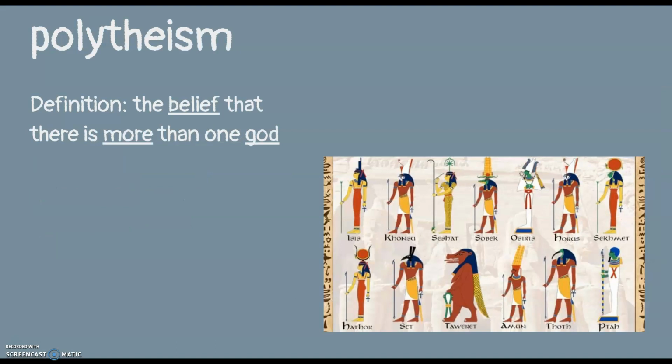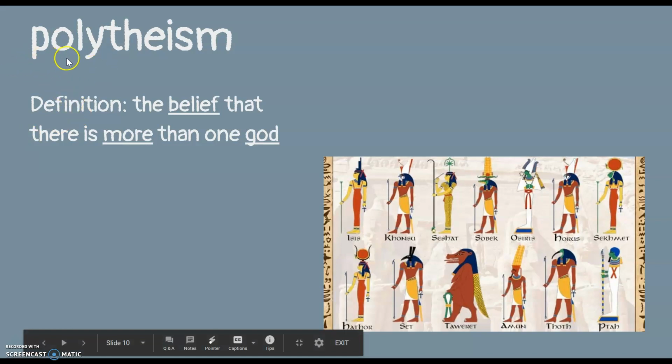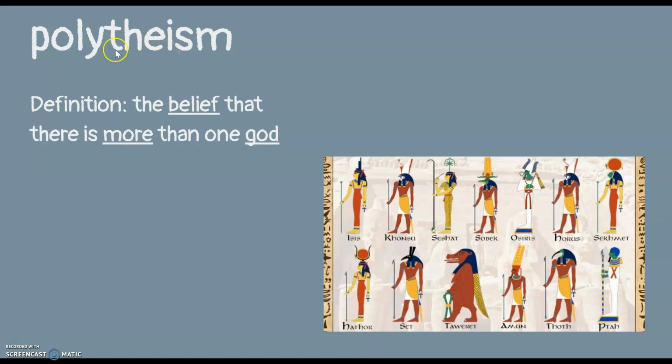Polytheism, the belief that there is more than one God. So the root word poly means many, and the thei, God. So many gods. So belief that there is more than one God. The Egyptians had a polytheistic religion.